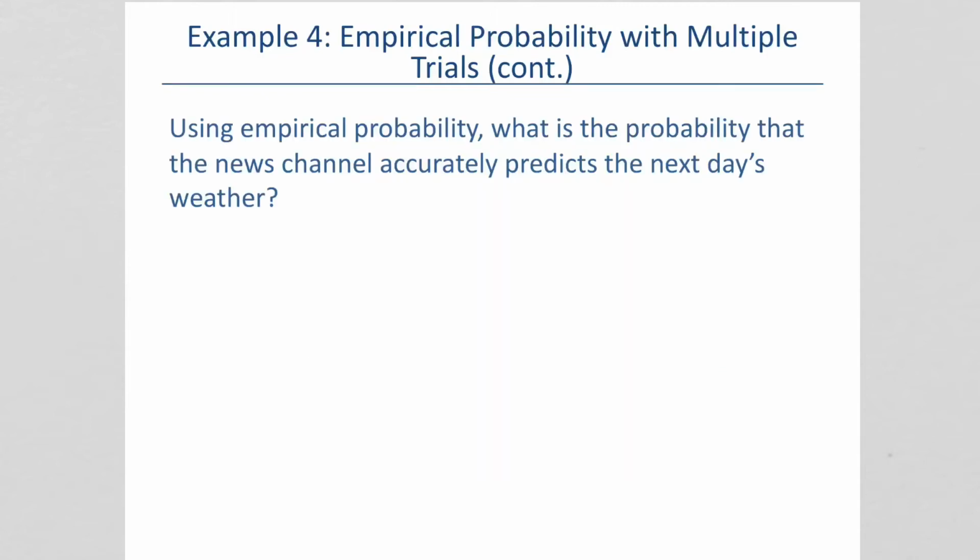Using empirical probability, what is the probability that the news channel accurately predicts the next day weather? So we want the probability of a correct prediction, which would be the number of correct predictions out of the number of days recorded.